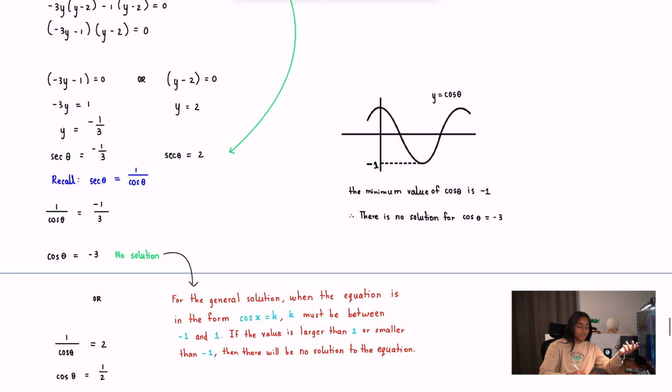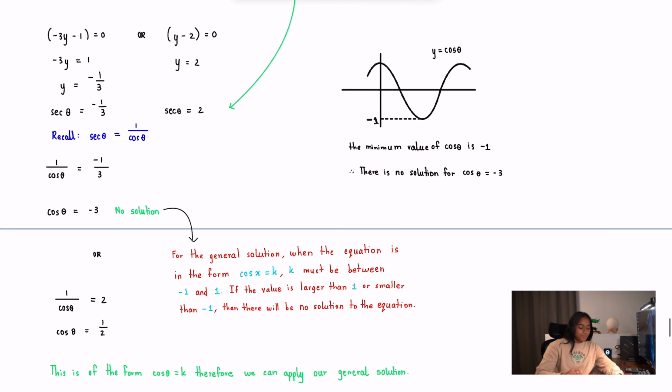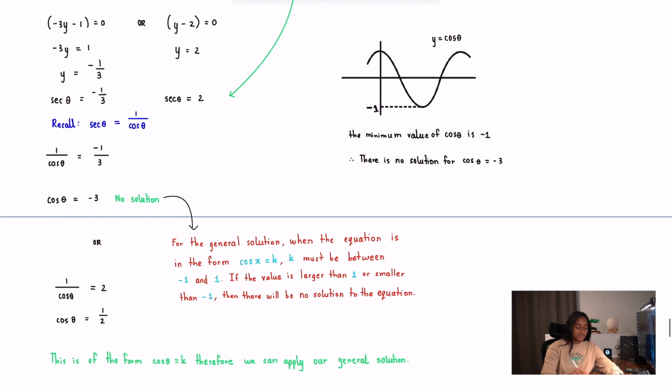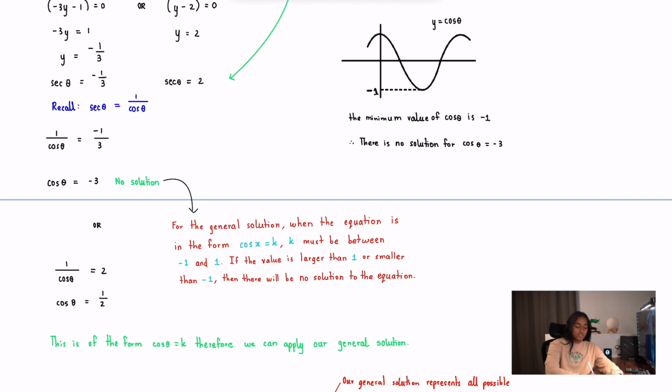So we also recall that sec theta is equal to 1 over cos theta. How do we know that? The third letter and the first letter are the same, okay? So for this one, cos theta is equal to minus 3. There is no solution. We could take a look at that using the graph. And remember, for the general solution, when the equation is in the form cos x is equal to k, k has to be between minus 1 and 1. So if the value is larger than 1 or smaller than minus 1, there will be no solution to the equation. So for this one, there is no solution.